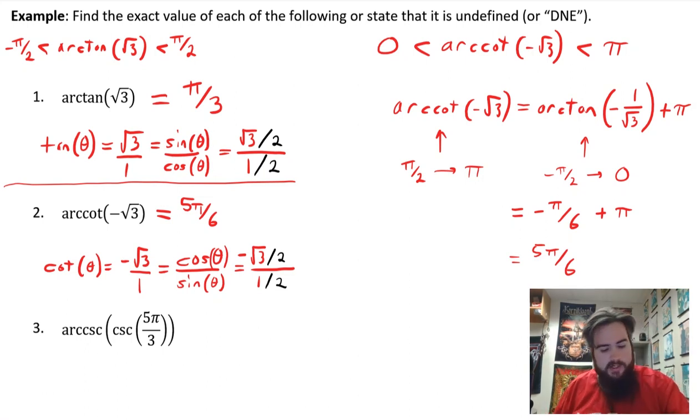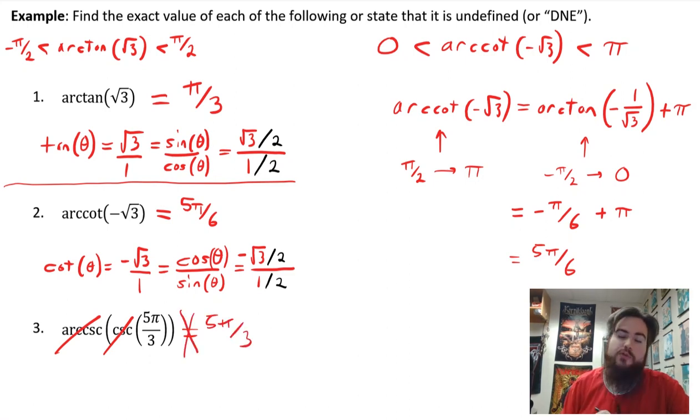For our last question, we have arc cosecant of cosecant of 5 pi over 3. Do not fall into the trap that a lot of people do here. People see arc cosecant and cosecant and just want to go straight and cancel these functions out and say the answer is 5 pi over 3. But this is not true. You need to be careful about, just like in the previous question, the ranges of these functions.